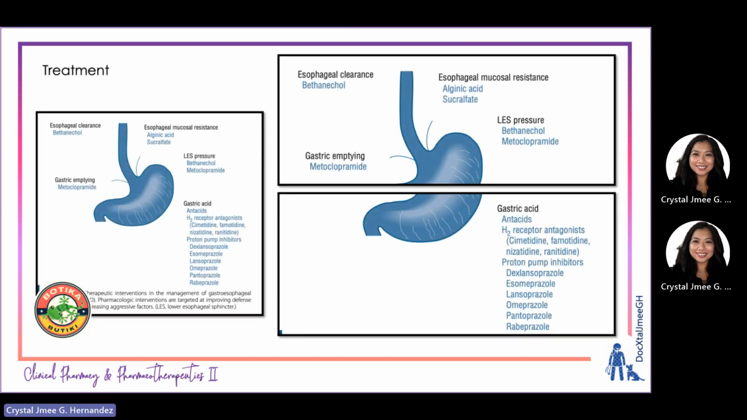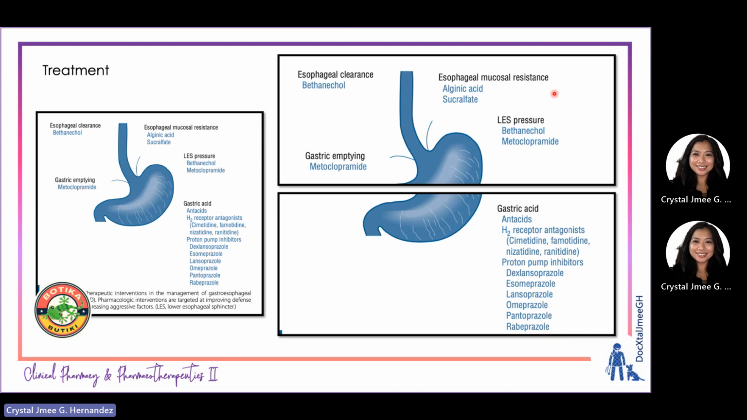For the treatment, based on the signs and symptoms, for esophageal clearance we have bethanechol. For esophageal mucosal resistance, alginic acid and sucralfate. These are cytoprotectives, and they also help in the production of mucus, and mucus lines or protects the esophagus from the erosive effects of the gastric acid. For LES pressure, we can have bethanechol and metoclopramide.